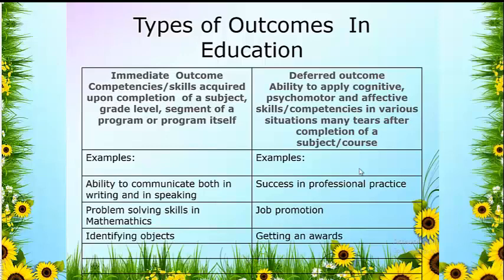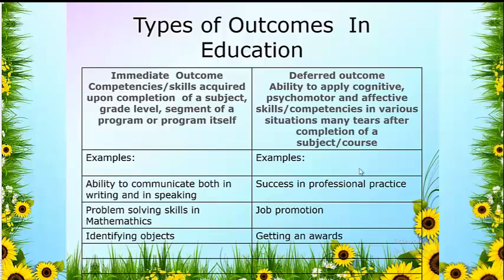So for an example of immediate outcome, we have this objective: ability to communicate both in writing and in speaking. So competency in writing and competency in speaking. Second example, problem-solving skills in mathematics. So the skill desired is solving problems. And the third example here is identifying objects. So the student could develop the skills to identify an object.